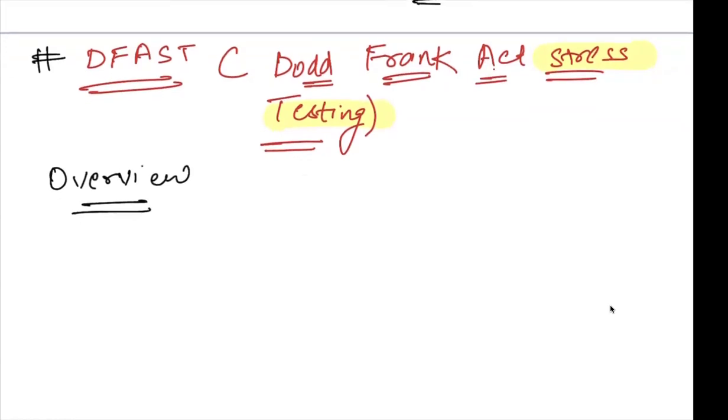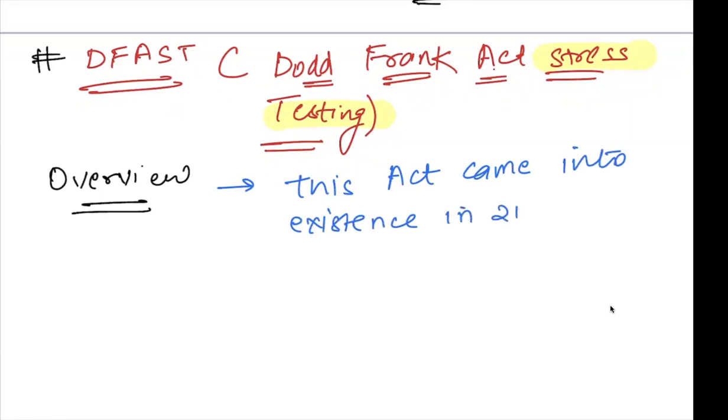This act came into existence in 2010. So what is the purpose of DFAST? DFAST aims to assess the capital sufficiency of the bank under adverse economic conditions, ensuring that they can absorb losses and can continue the operations. So the main goal of DFAST is performing stress testing in the bank.